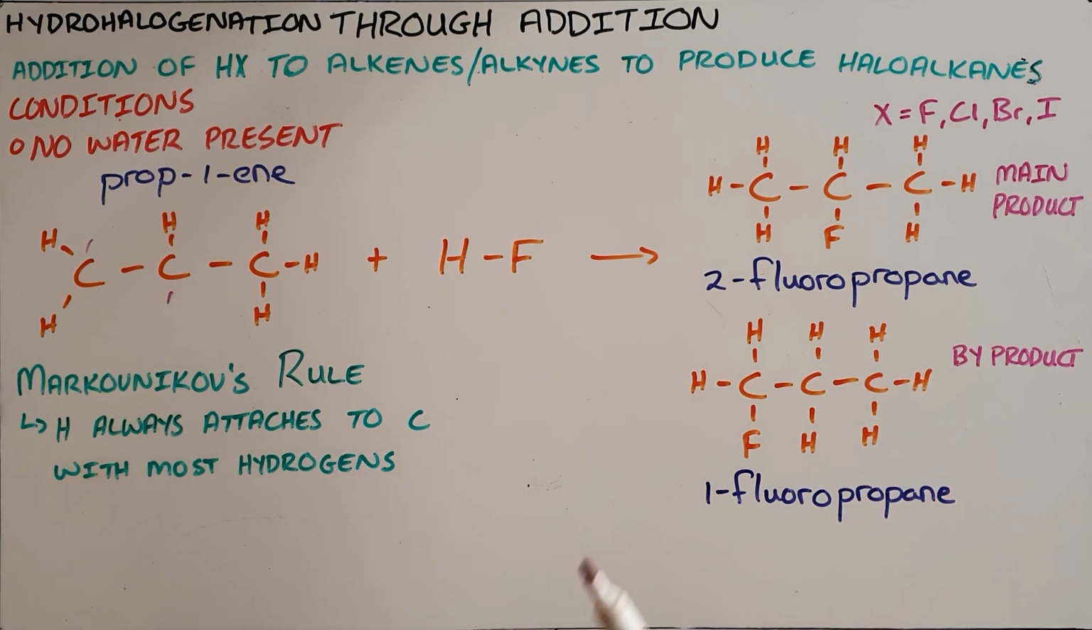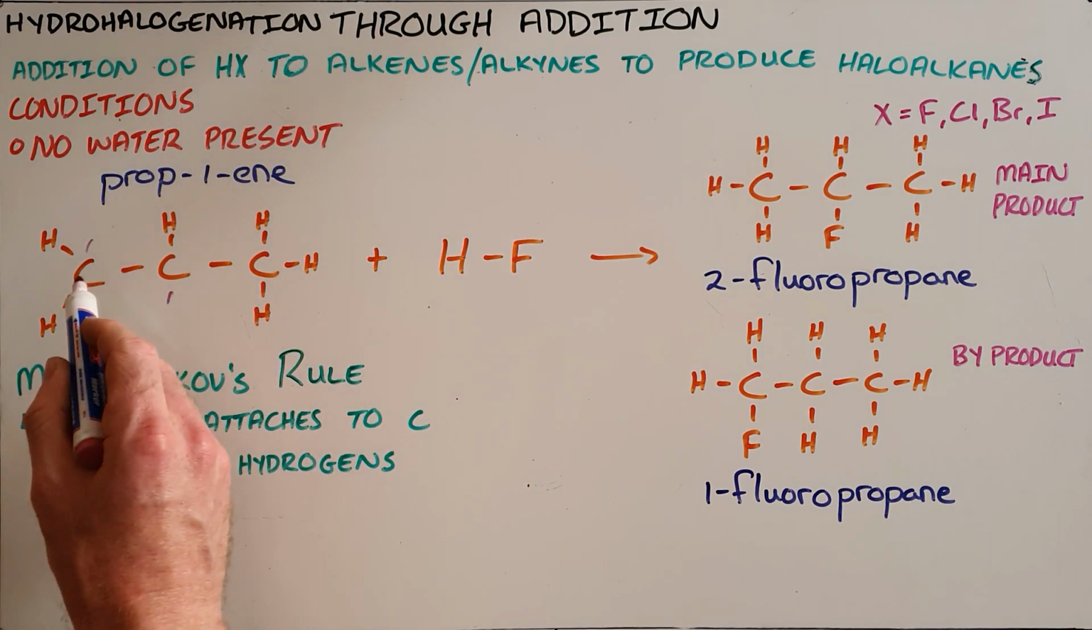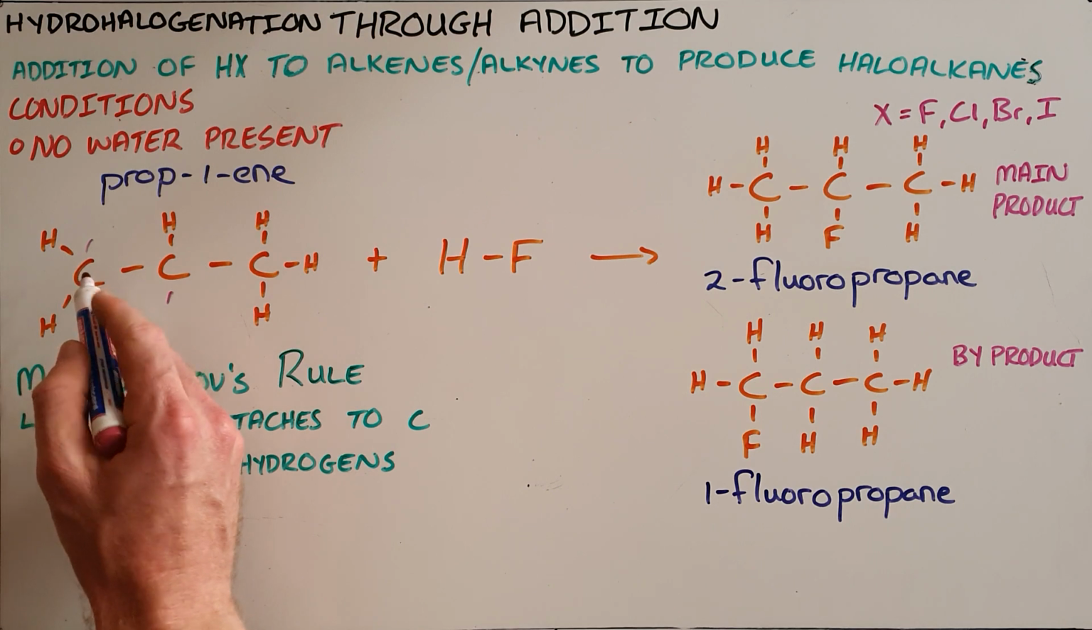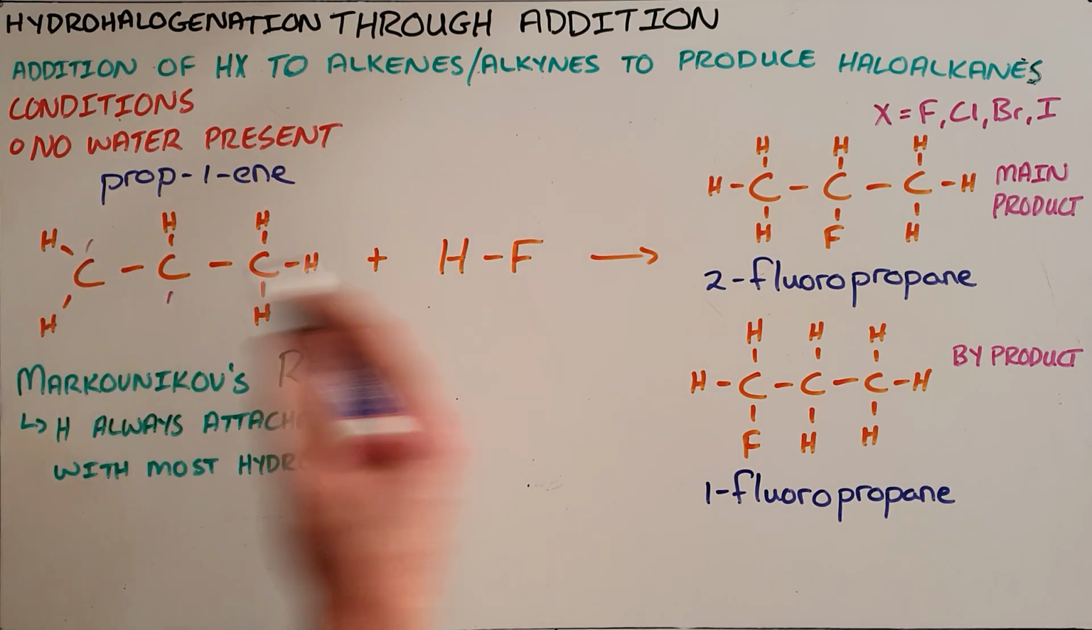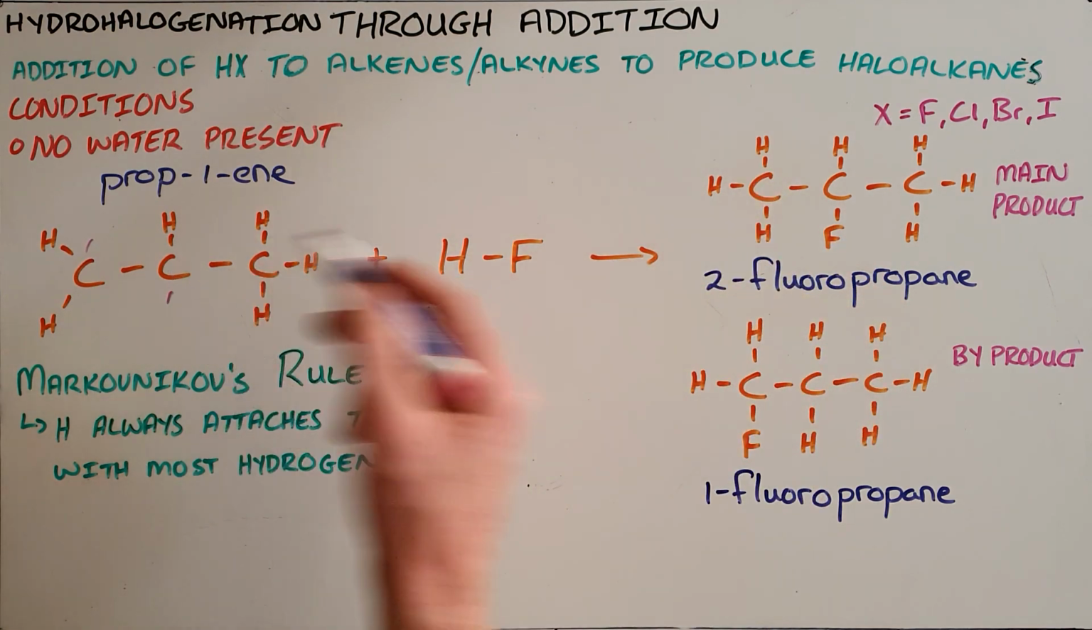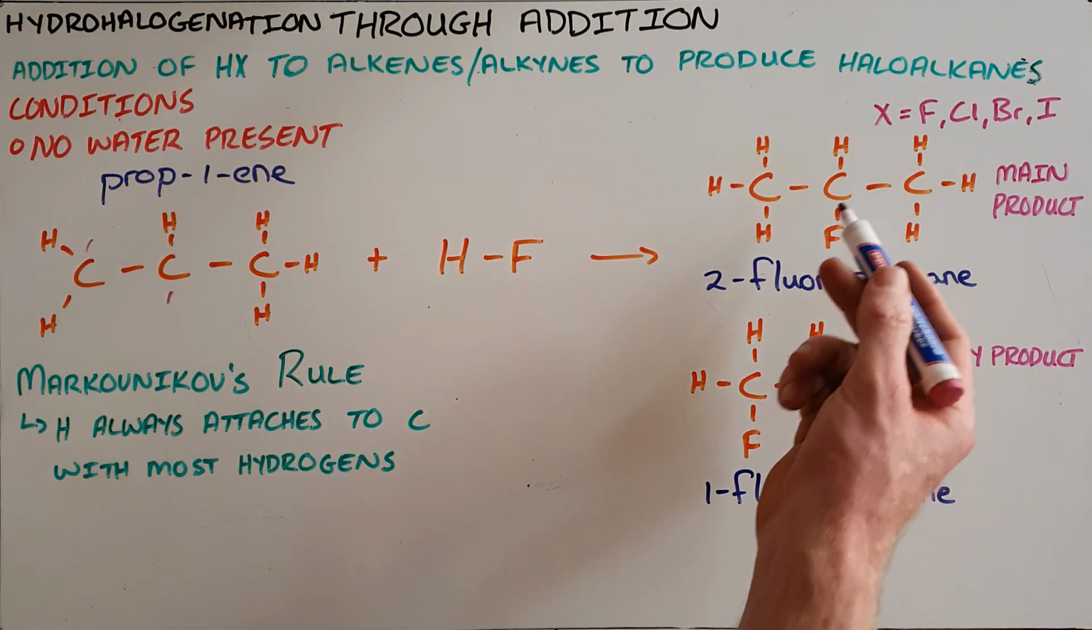And so in addition reactions, for cases such as this, we use Markovnikov's rule, which says that the hydrogen will always attach to the carbon that has the most hydrogens. So in this case, we can see that the first carbon already has 2 hydrogens, and as a result, this first carbon would gain another hydrogen, and the fluorine would then be attached to the second carbon.